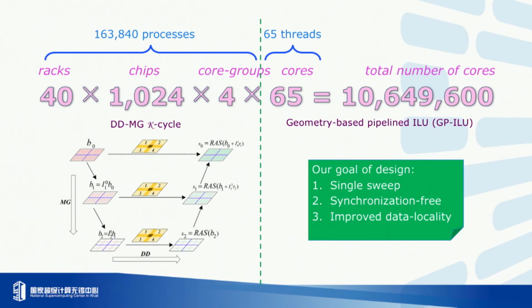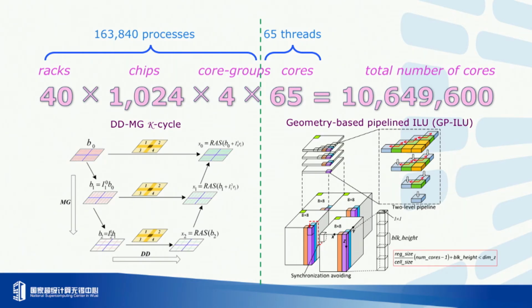Then we want it to be synchronization free. We want the threads to compute in parallel, without too many synchronizations. And also, we want very good data locality. To achieve these three goals, what we came up with is what we call a GP IRU preconditioner. This is the first part of the solver. The other parts of the solver are actually easier to implement on this many-core architecture.